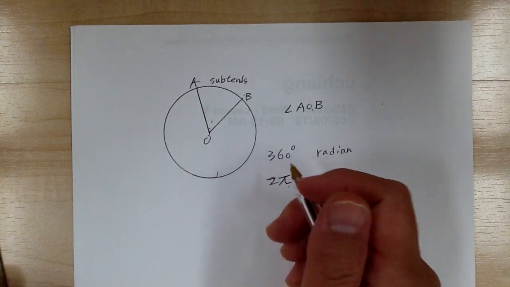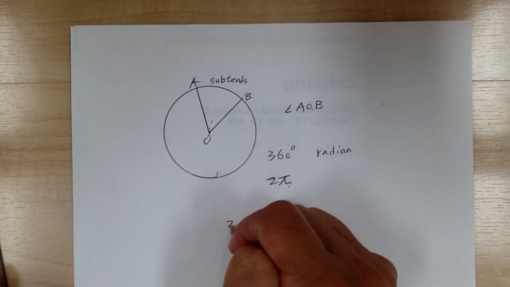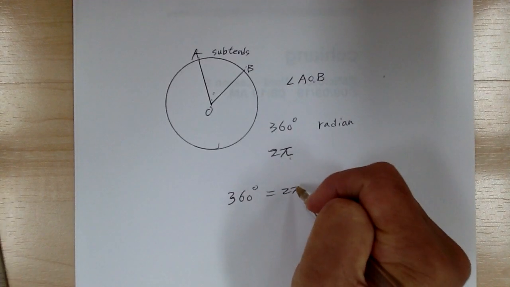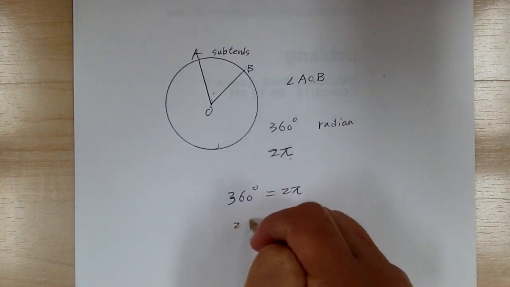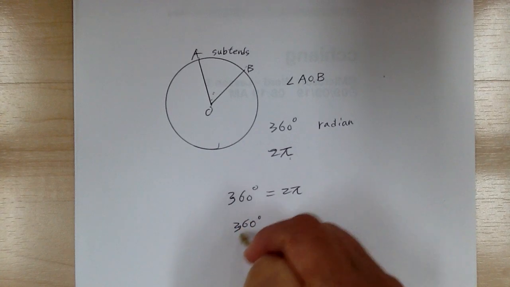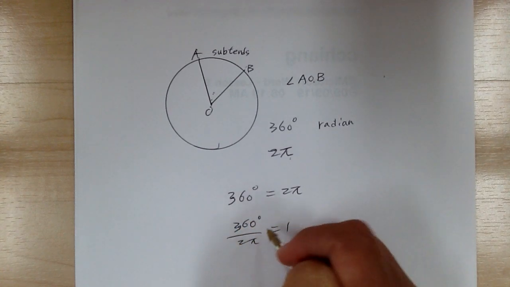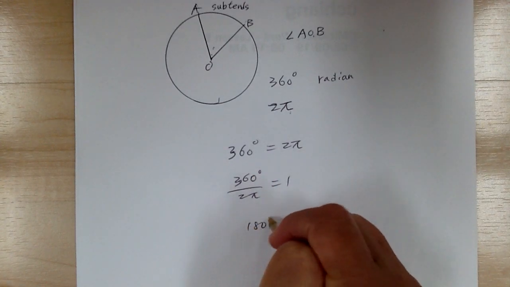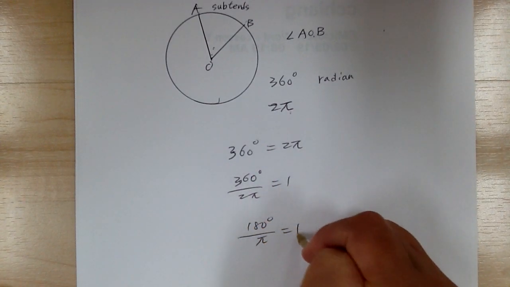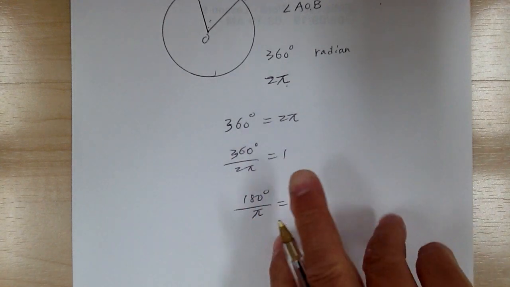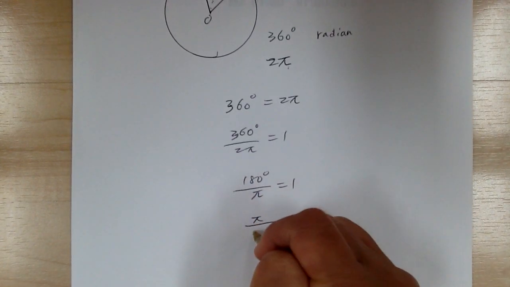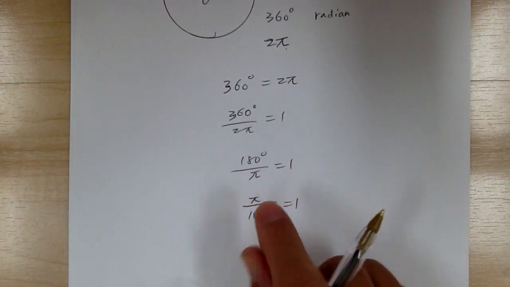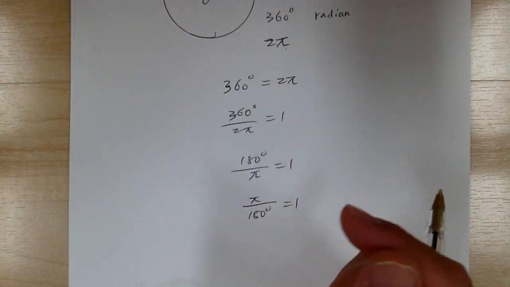Therefore, if you convert, 360 degrees equals 2 pi radians. If you divide, you get 360 degrees over 2 pi equal to 1, and this is your conversion factor. If you simplify, you get 180 degrees over pi equal to 1, and you can also flip it upside down: pi over 180 equal to 1. This is used to convert between radians and degrees.